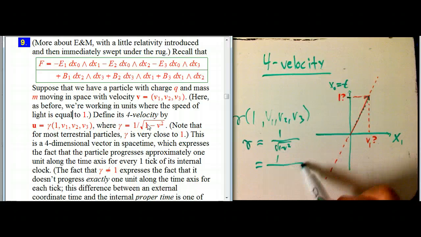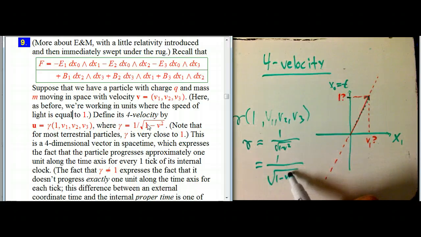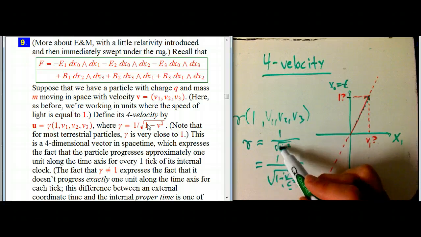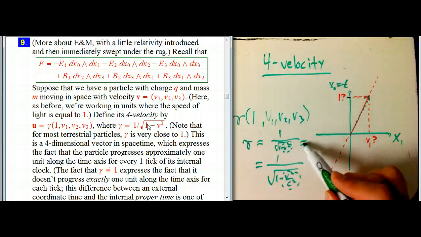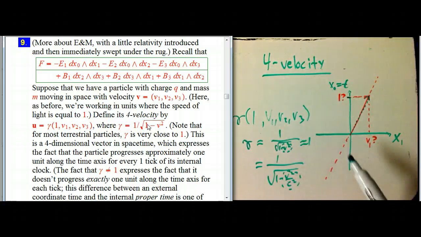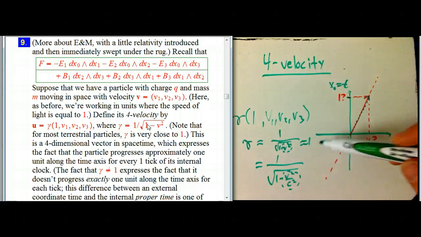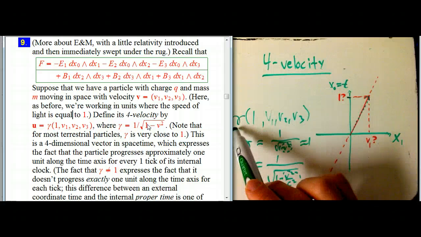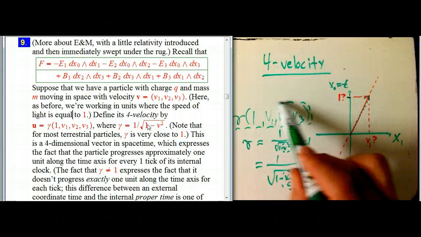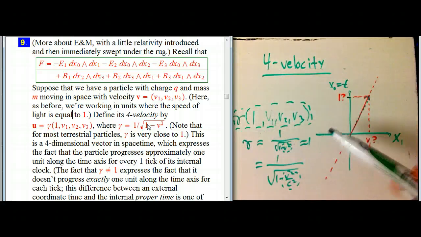If we put back in the c's, it's v squared over c squared there. And so what you can see is that if v is a small percentage of c, or in other words, my dimensionless v is a small number, this is small, and this whole thing is very close to 1. And that's why Newton never noticed this, and nobody before the late 1800s noticed this: the gamma factor is almost always very, very close to 1 for ordinary terrestrial particles, unless they're in particle accelerators or something like that.